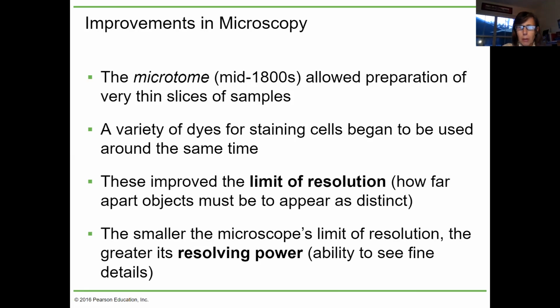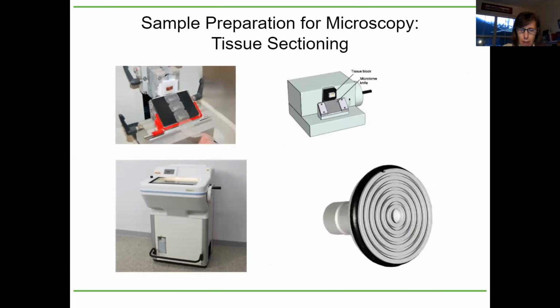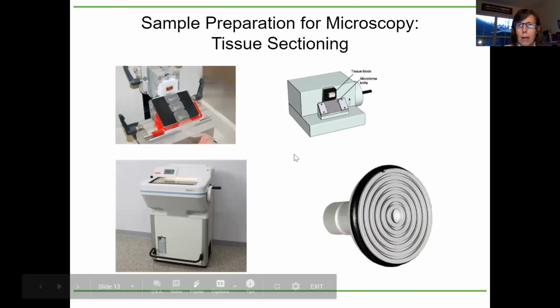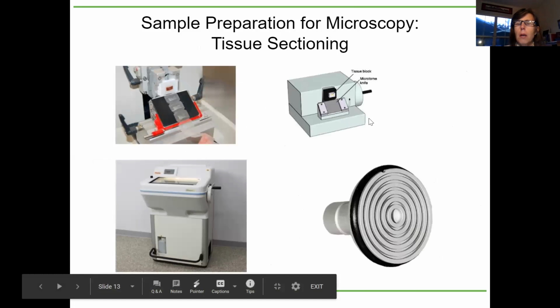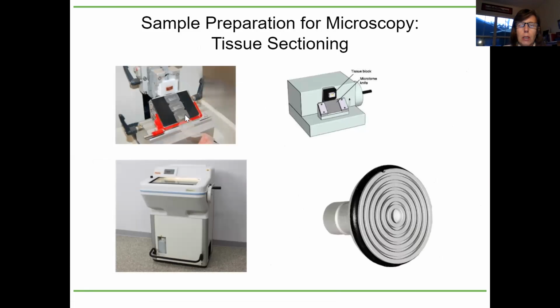So a tool called the microtome was devised, and it depends on the particular application. This is a common microtome that is used for paraffin embedded samples. So these are samples that have been dehydrated and they're embedded, and sometimes it's a very useful way to do simple staining.